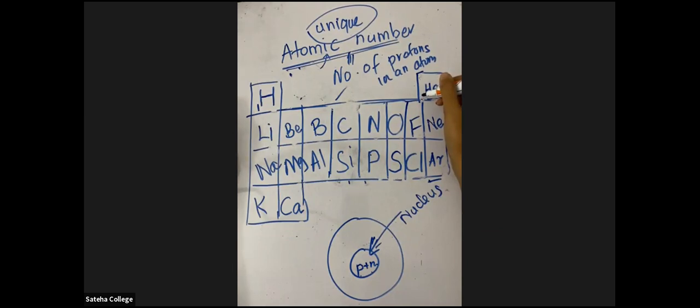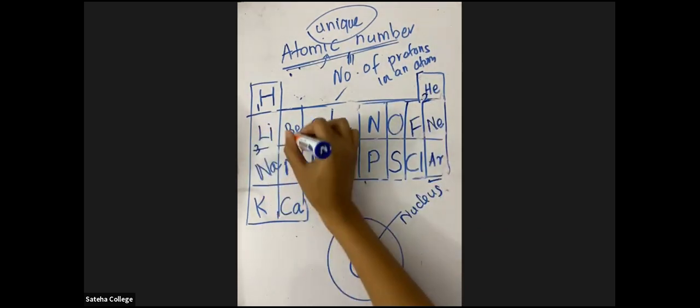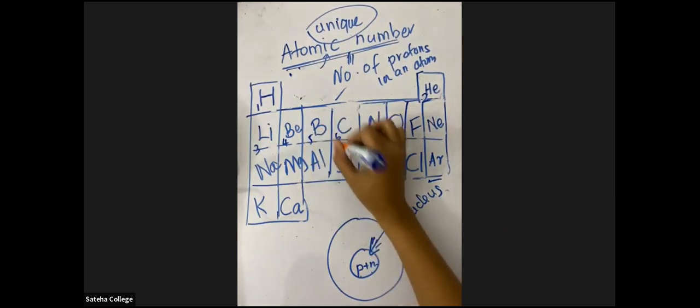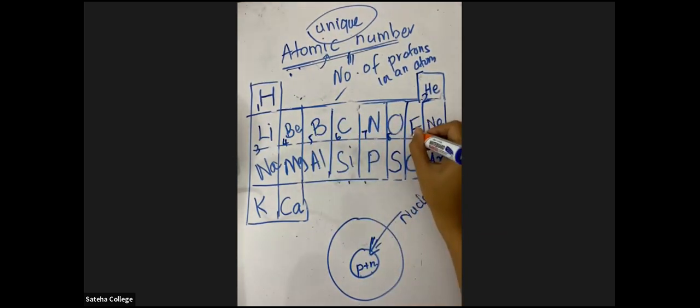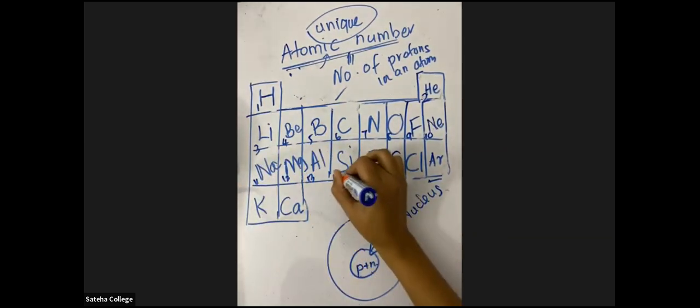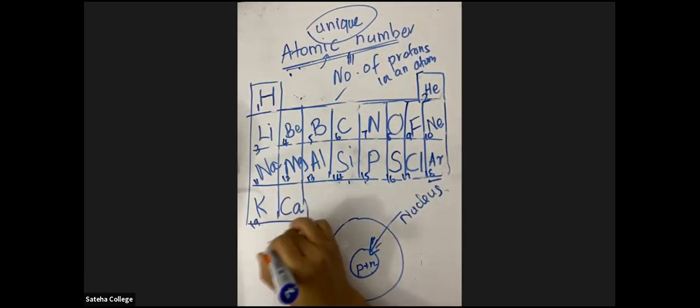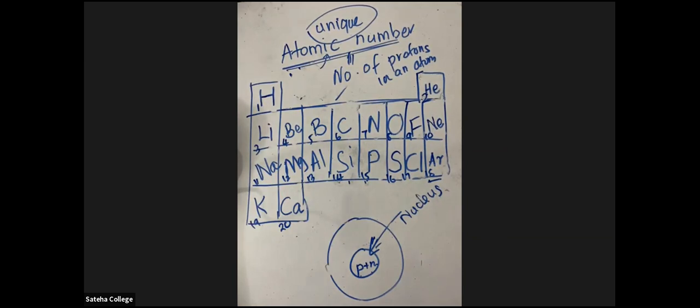We are grade 9, no? Yes, 2. Then next to 2? 3, 4, 5, go on, 6, 7, 8, 9, 10, 11, 12, 13, 14, 15, 16, 17, 18, 19, 20. Now if I ask you, what is the atomic number of silicon?